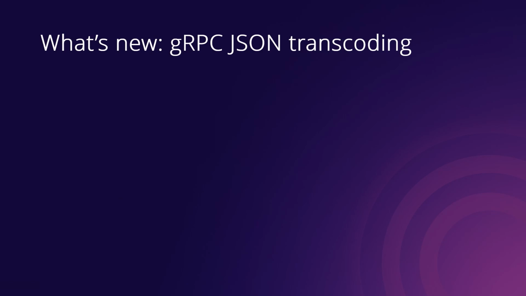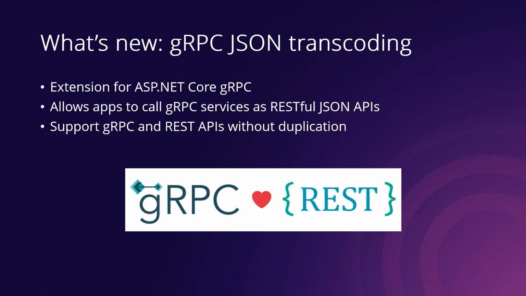So gRPC JSON transcoding is a major new productivity feature in .NET 7. It's an extension for gRPC that allows a service to act as both a gRPC API and as a RESTful API at the same time.